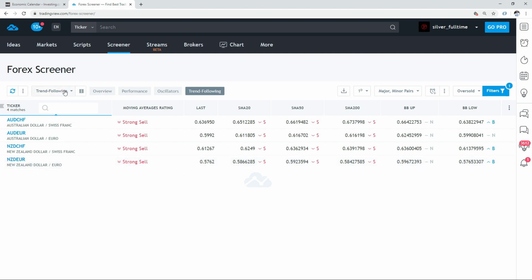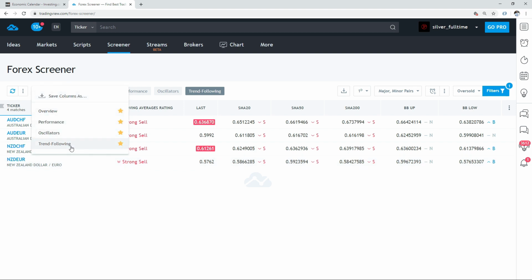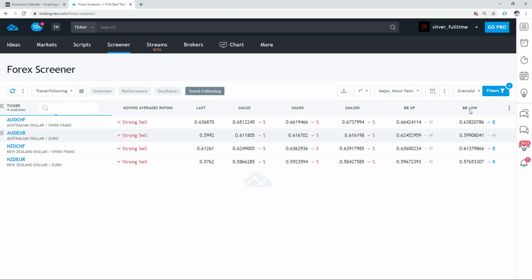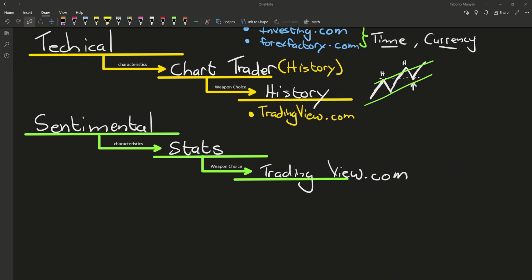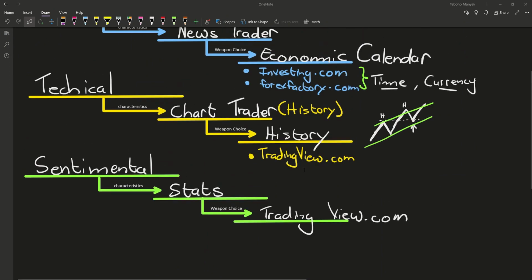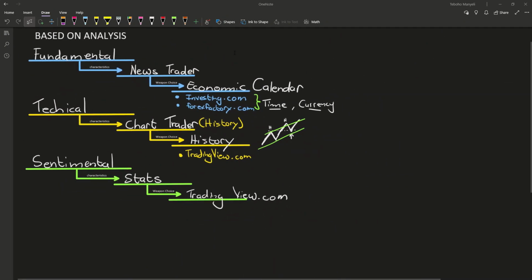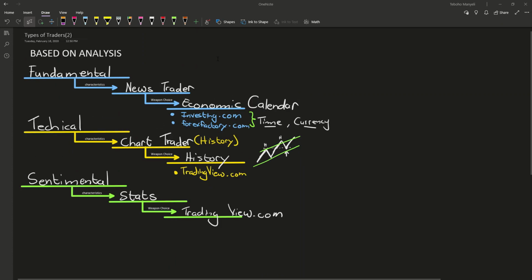One would be a trend following setup like this one. Okay, and we're looking for oversold market conditions, and then it'll give you all the strong selling markets here. So moving average rating, strong sell, strong sell. So this currency would be good to sell at those times. Obviously you need to work on the systems for them to work for you, to get the timing right and all that. So that's it for the three types of traders in the market based on the way that they look for information or search for information.